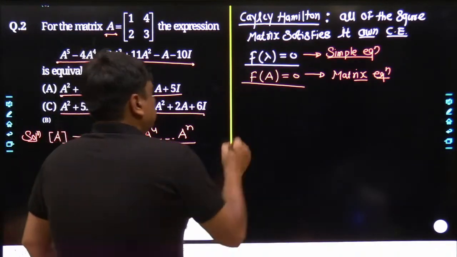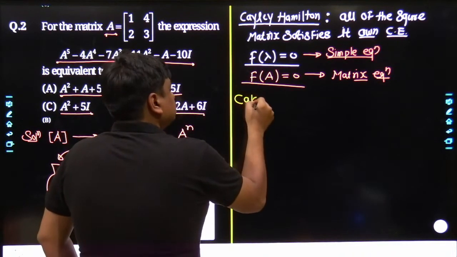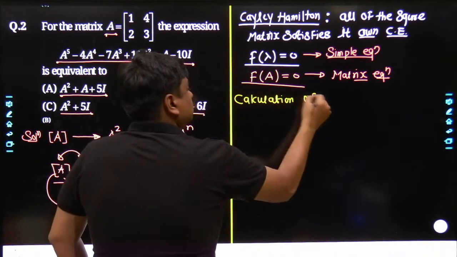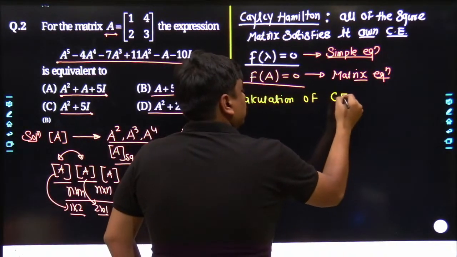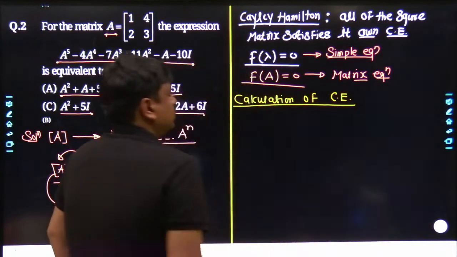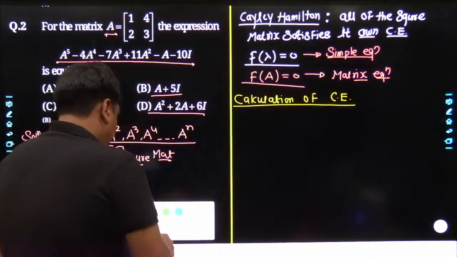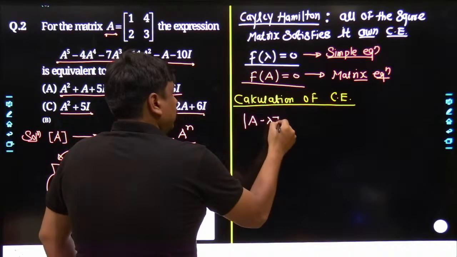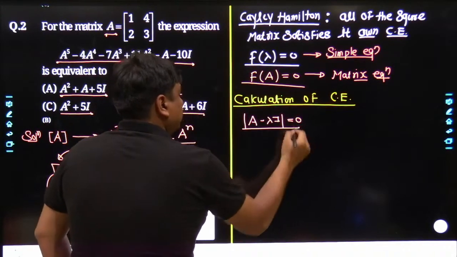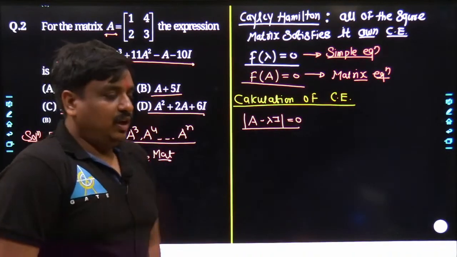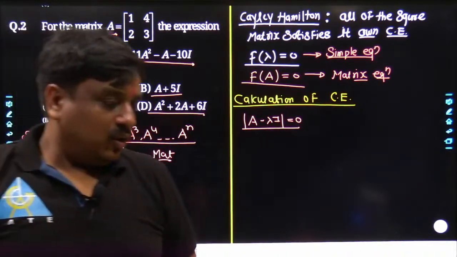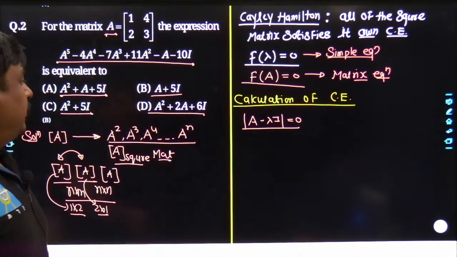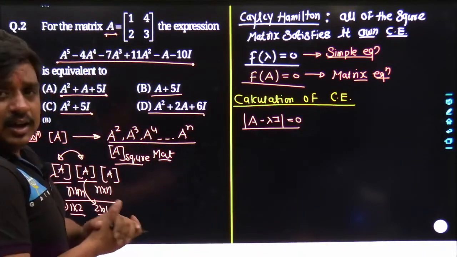So here goes the calculation of the characteristic equation. How is the characteristic equation defined? Simply defined as A minus lambda I, we take its determinant and it has to be compared with 0. Sir, do all of these square matrices satisfy their own characteristic equation? Obviously, yes. Agree? So now the matrix A is clearly known to me.